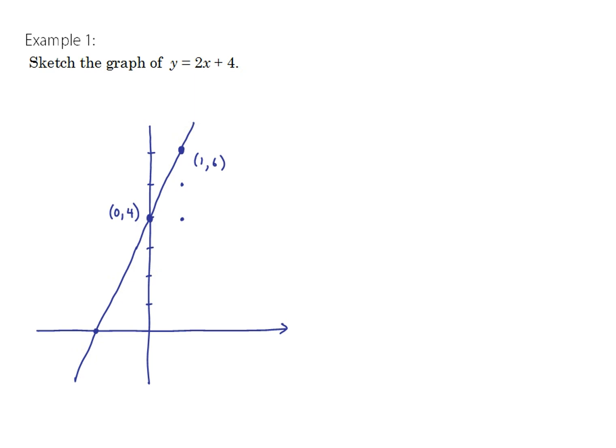Now you can use your gradient to step your way down to the x-intercept. So we could go from the y-intercept at 4, 2 steps down, 1 step across. This would be the point negative 1, 2. 2 steps down, 1 step across. This was clearly the point negative 2, 0. So it is possible to sketch your graph just using gradient and y-intercept.